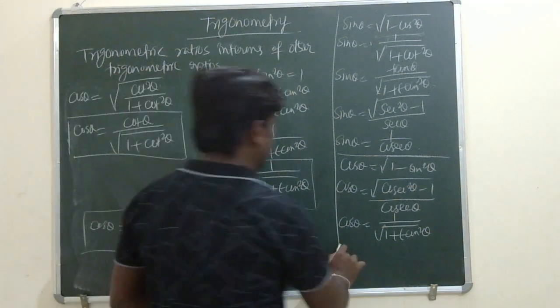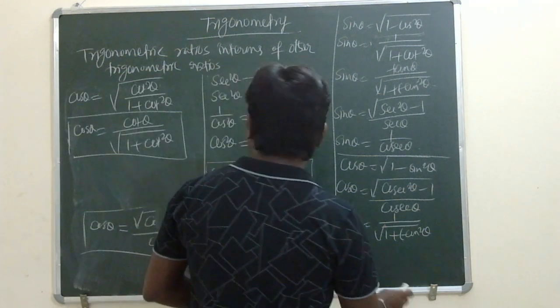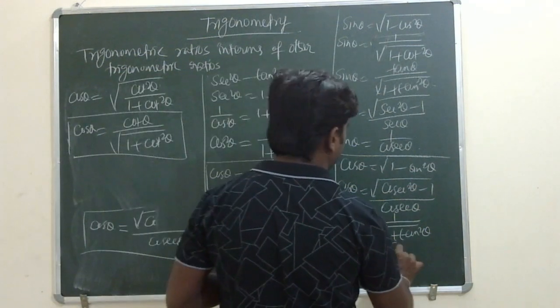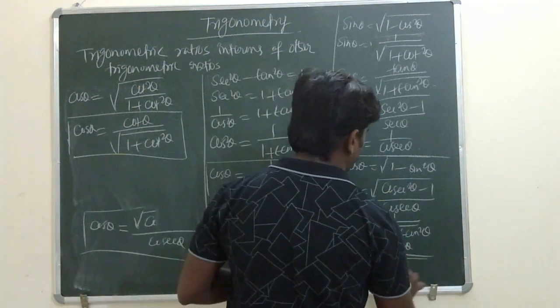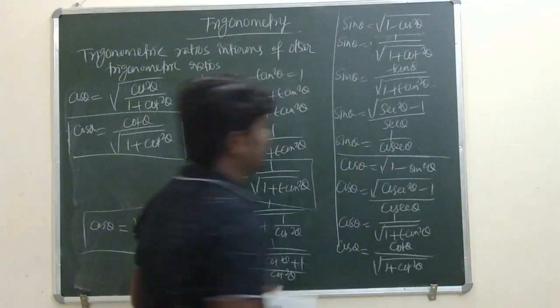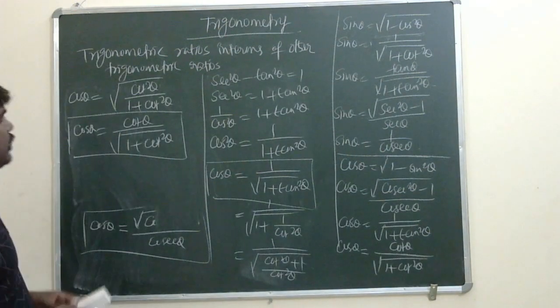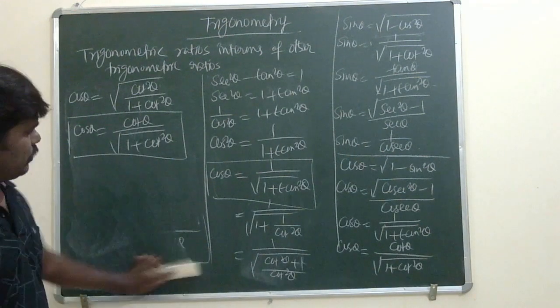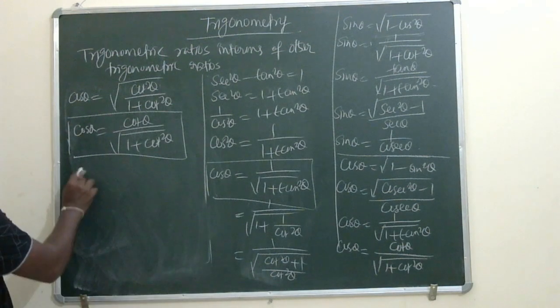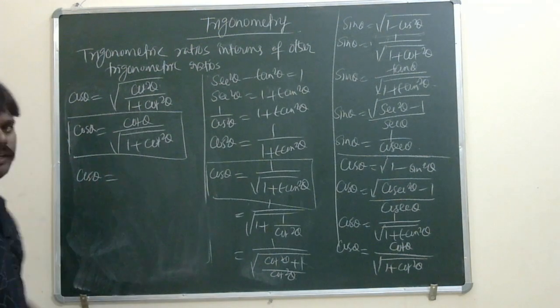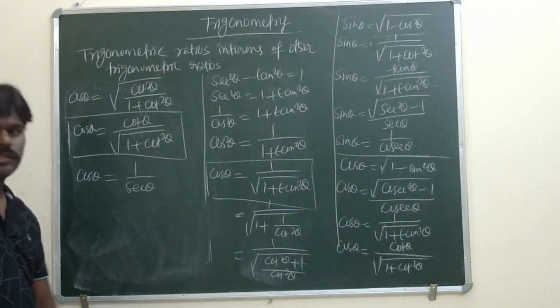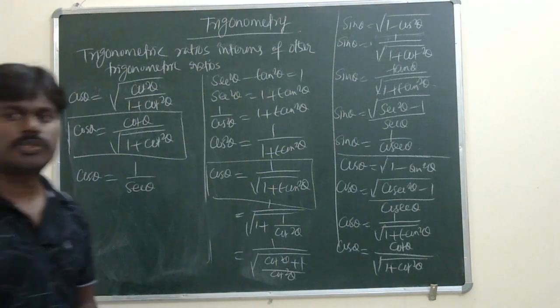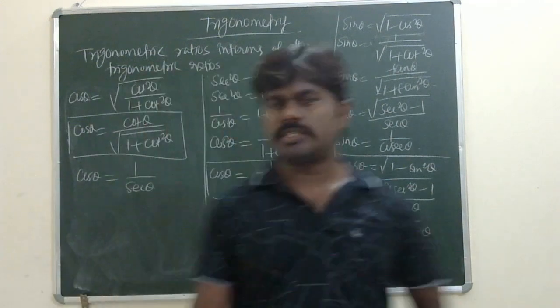Okay. So here cos theta is equal to cot theta divided by the square root of 1 plus cot square theta. Okay. So next, cos theta in terms of secant theta. It is obvious that cos and secant are reciprocals of each other, so cos theta is equal to 1 by secant theta.